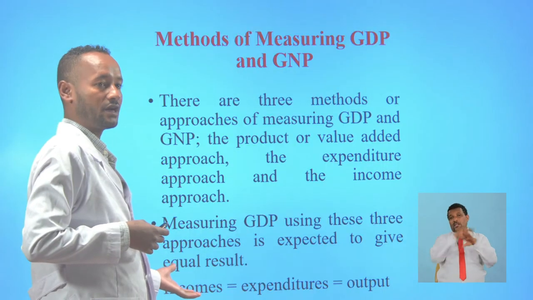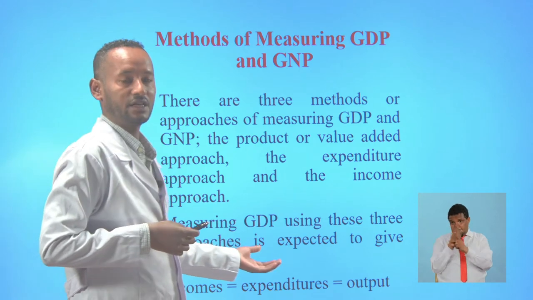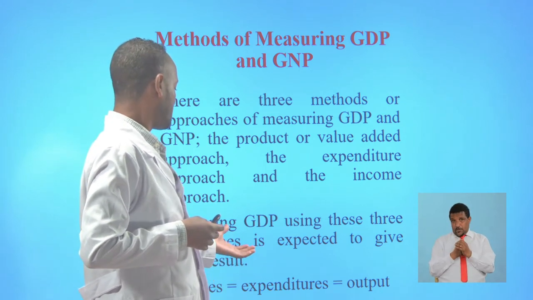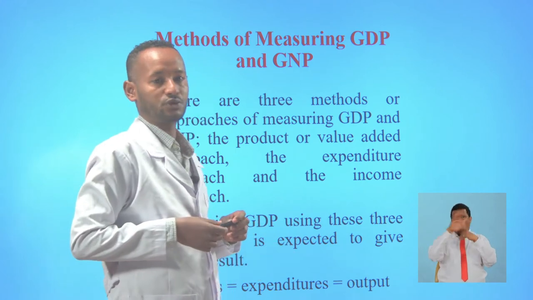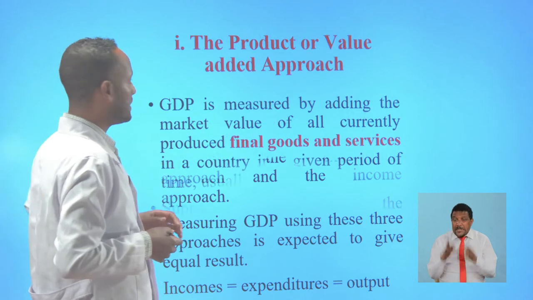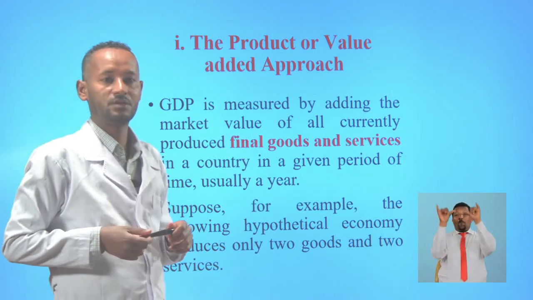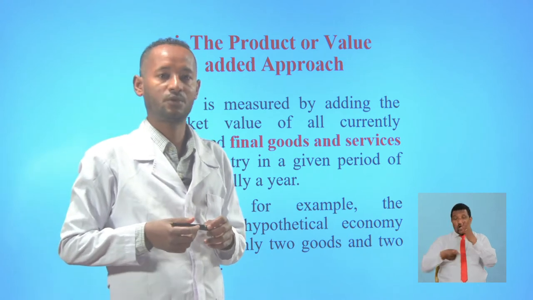All the national incomes earned are expected to be equal with all the expenses made in an economy. And all the expenses made in an economy are expected to be equal with all the outputs produced in an economy. Now let's see these approaches of measuring GDP one by one. Let's start with the product or the value added approach of measuring GDP.